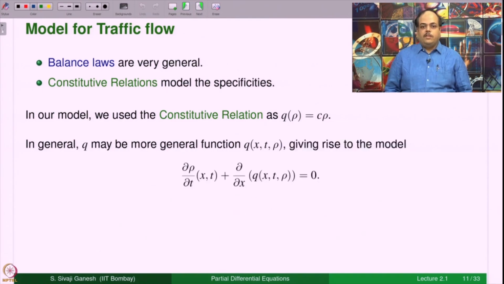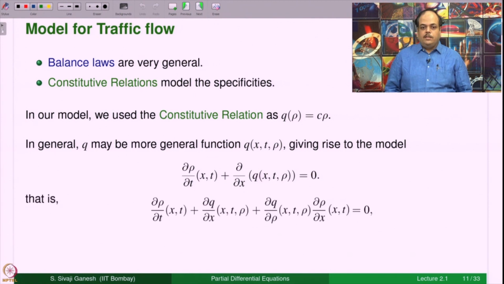In that case, the balance law becomes dou rho by dou t plus dou by dou x of q of x, t, rho. If you expand this, you will get this one. You need to differentiate, since x appears here as well as in rho. Therefore, you need to differentiate q with respect to the first variable and differentiate q with respect to the last variable and differentiate rho with respect to x. This is the chain rule. So, the chain rule is a very important rule that one must be very comfortable with when you want to do anything with differentiation. So, this is a quasi-linear equation, it is a first order PDE. Quasi-linear because this may depend on rho. That is why it is a quasi-linear equation.